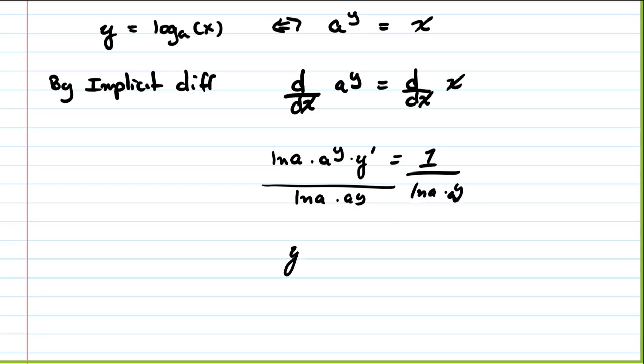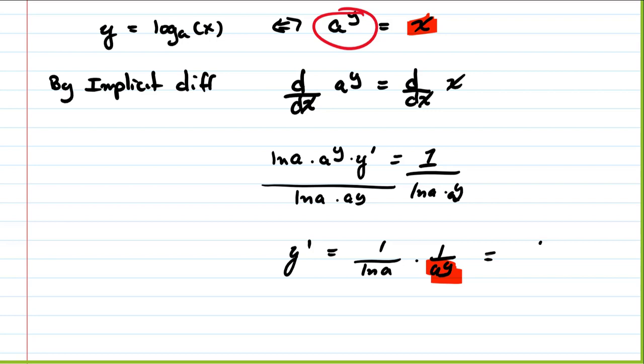And we get y prime is 1 over the natural logarithm of a, and then I'll write it as times 1 over a to the y. Then using the same thing that we did last time, we can resubstitute out what a to the y is. So this gives us 1 over the natural logarithm of a times 1 over x, thus proving our theorem.